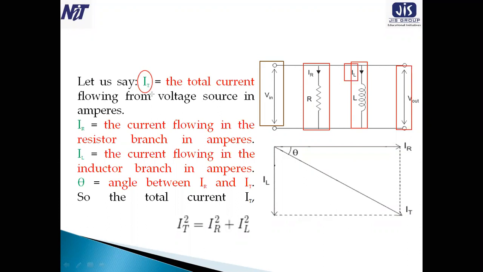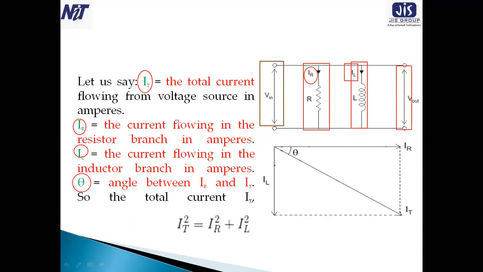So let us say IT is the total current flowing from the voltage source in amperes. IR is the current flowing in the resistor branch in amperes. IL is the current flowing in the inductor branch in amperes, and theta is the angle between IR and IT.